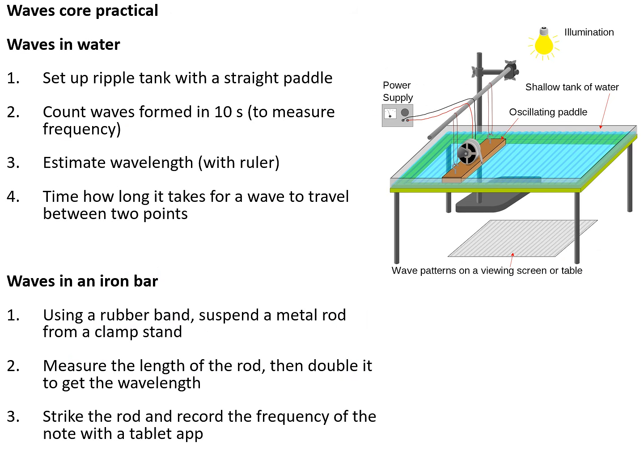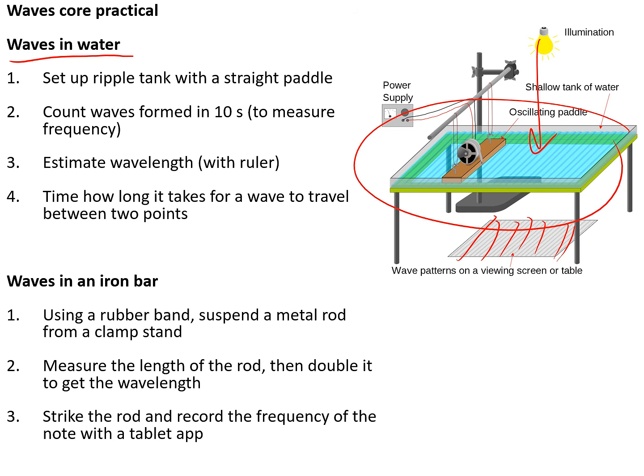The core practical in waves looked at waves in water and two different ways to measure their speed. So we set up a ripple tank, which is here. We shone a light down through it, and we saw shadows on the piece of paper below it. And first of all, we counted the number of waves in 10 seconds, and we divided that number by 10 to find the overall frequency. We then used a ruler to estimate the wavelength of the waves, and we used wave speed equals frequency times wavelength to find the speed that way.